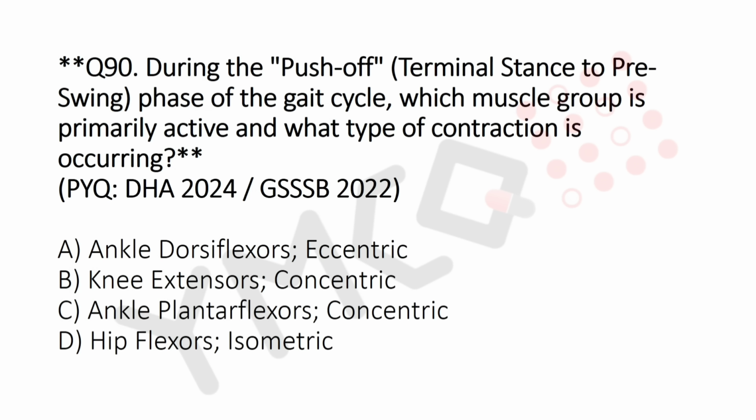During the push-off phase of the gait cycle, which muscle group is primarily active and what type of contraction is occurring? Option A, ankle dorsiflexor eccentric. Option B, knee extensor concentric. Option C, ankle plantar flexor concentric. Option D, hip flexor isometric. And the answer is option C.